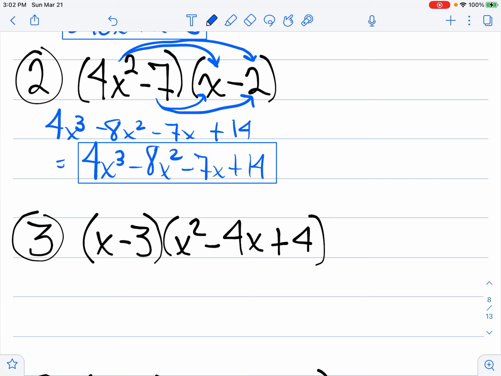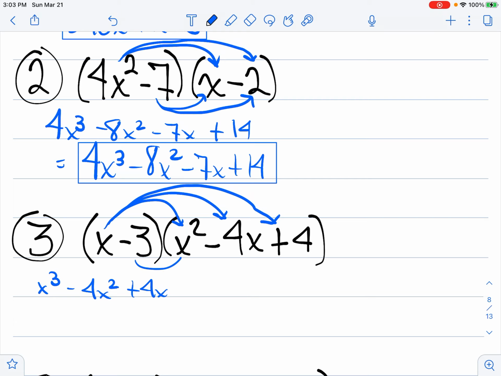Okay? So we're going to start with x times x squared, get that product first. That becomes x to the third power. Then we're going to do x times negative 4x. That becomes negative 4x squared. Then we're going to do x times 4. And we get positive 4x. So those are the first three products. Now we're going to continue here. We're going to do this negative 3 distribution.